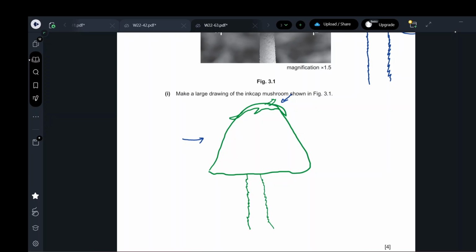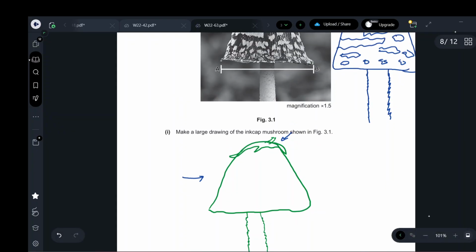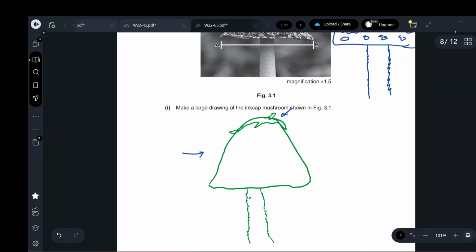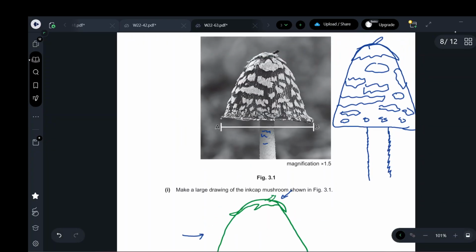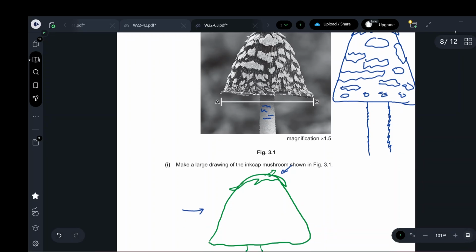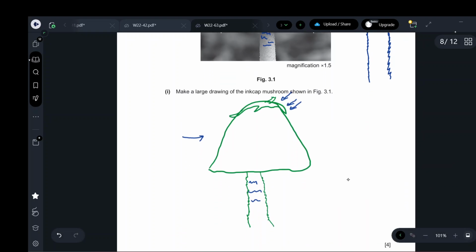Number 2, the fourth mark: the stalk has to have a rough edge. It has to be a rough edge. Or you can draw texture here too, it was accepted. That is, zigzag lines. Okay? The white patches he didn't give a mark for, but the most important is the top white patch. Even if you draw it, okay.